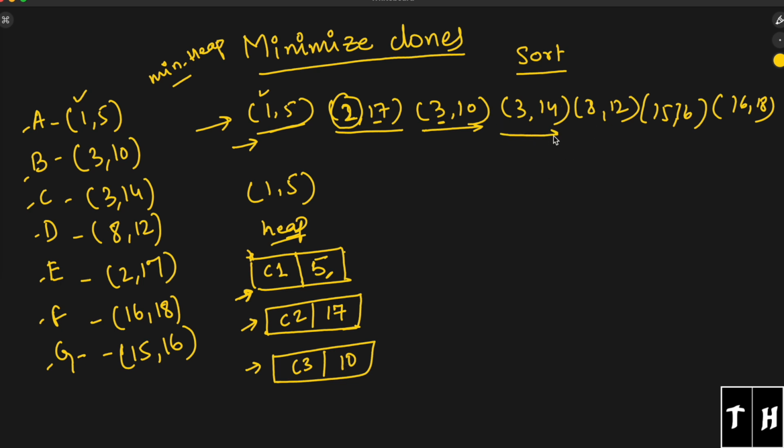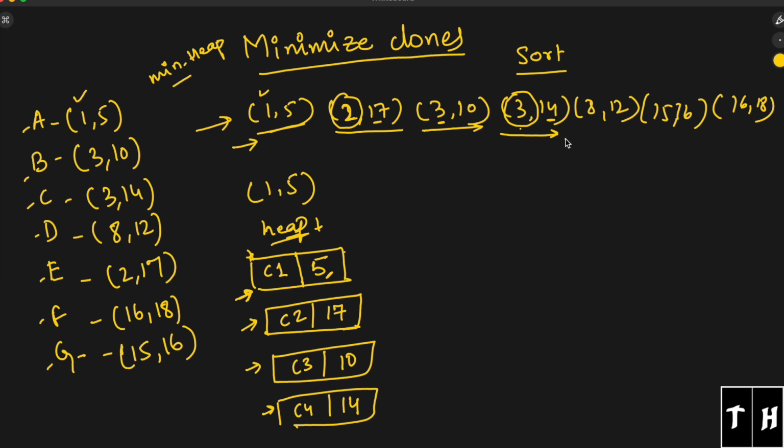Now the next event is 3, 14. This starts at 3 and the clone which finishes earliest in this heap is again C1. Again, there is a clash. There is a start time, end time. So we create a new clone. We call it C4 and the end time is 14, right?